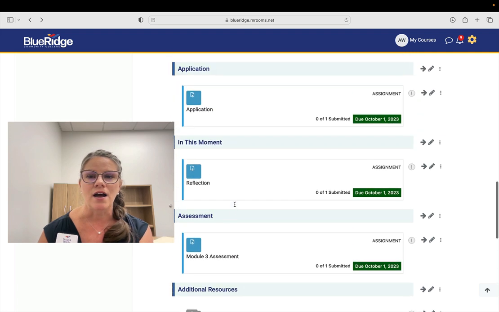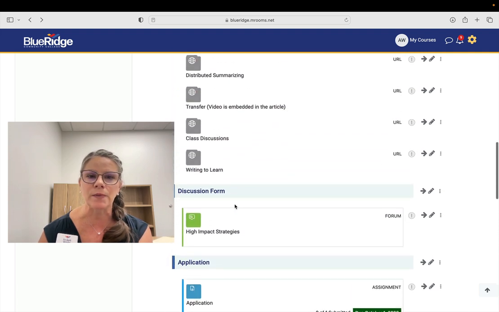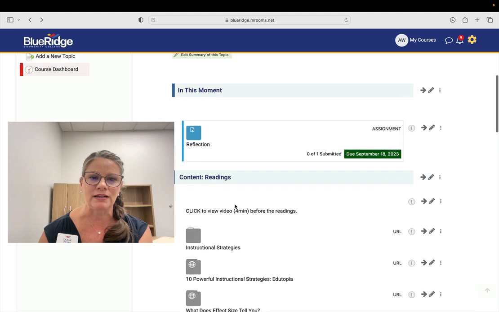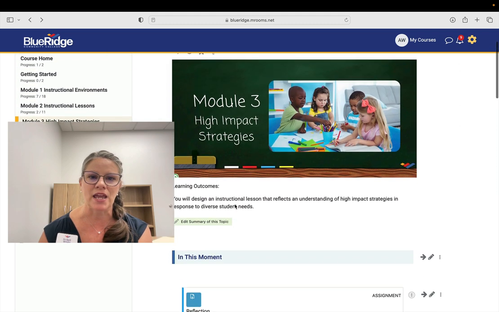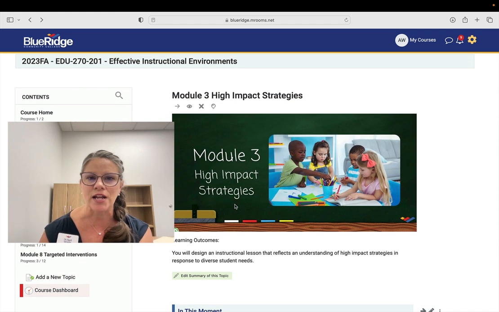So let's go a little bit deeper with our lesson planning and making sure that we have high impact strategies in those lessons so that we are holding students accountable for critical thinking and we are setting them up for success.